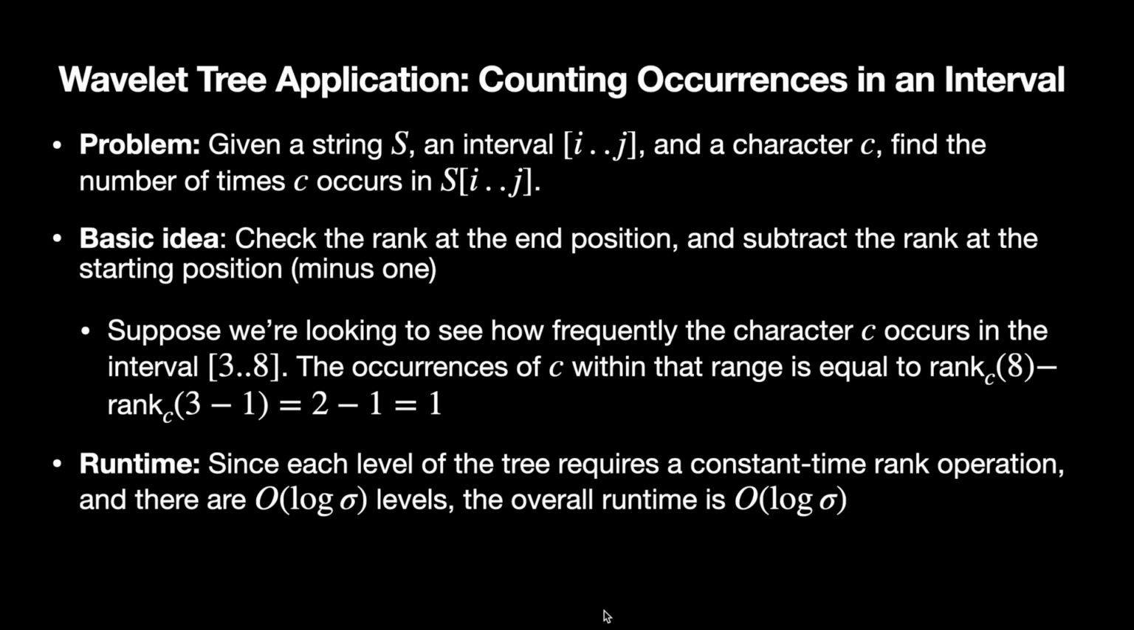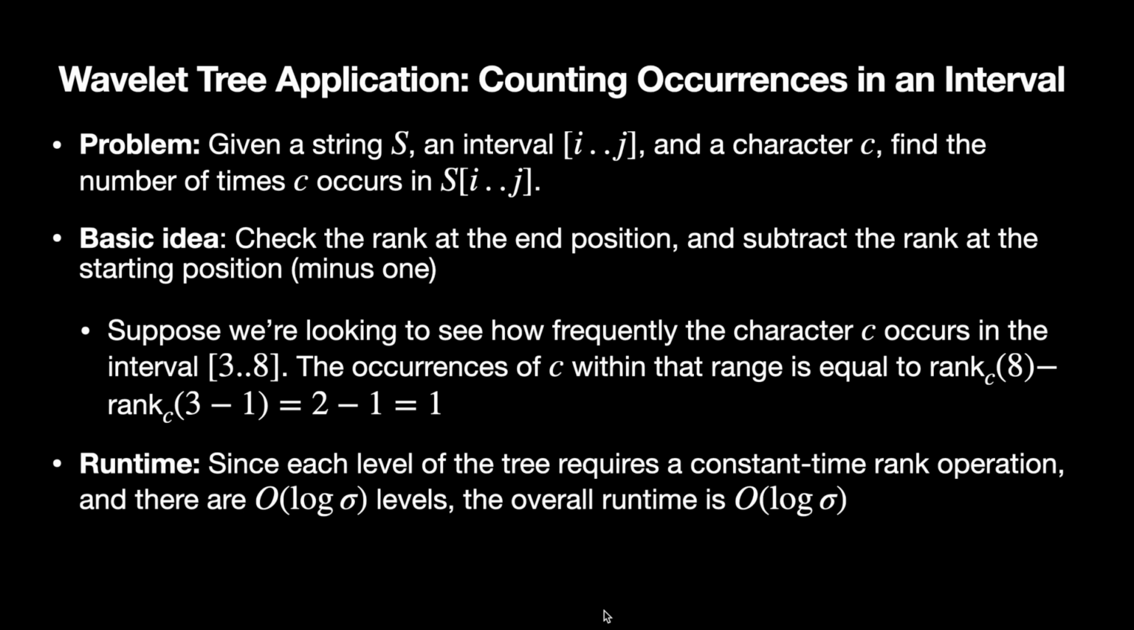Suppose we're looking to see how frequently the character C occurs within the interval 3 to 8 of some string we've created a wavelet tree for. The occurrences of C within that range is equal to rank C at position 8 minus the rank of C at position 2, which is 3 minus 1. And ultimately, for our previous example, this evaluates to 1.